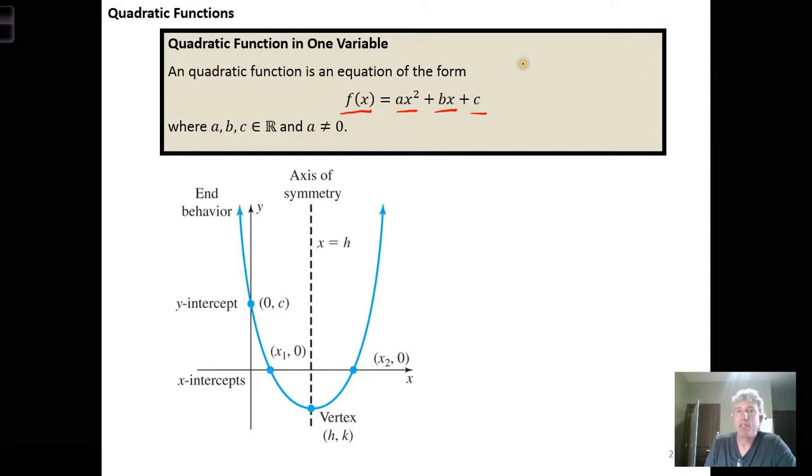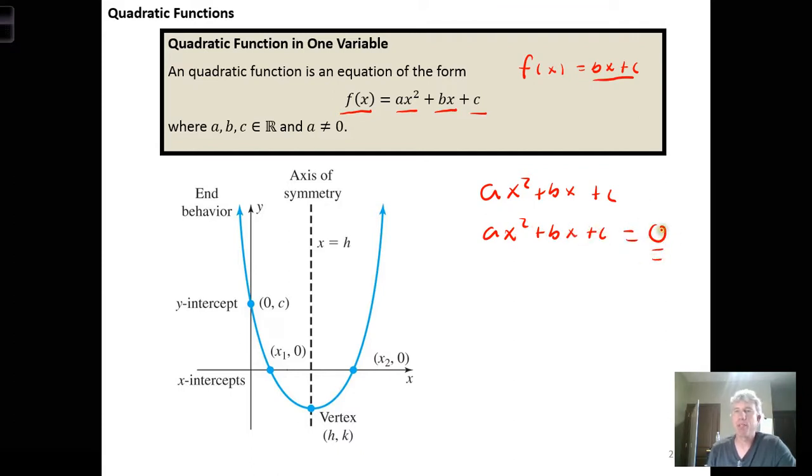A can't be 0 because if a were 0, we would have f of x equals bx plus c, which would be a linear function or linear model. We've already looked at those. The quadratic functions are built from quadratic expressions, which we've already looked at. Quadratic expressions in a single variable. We've already looked at quadratic equations in a single variable.